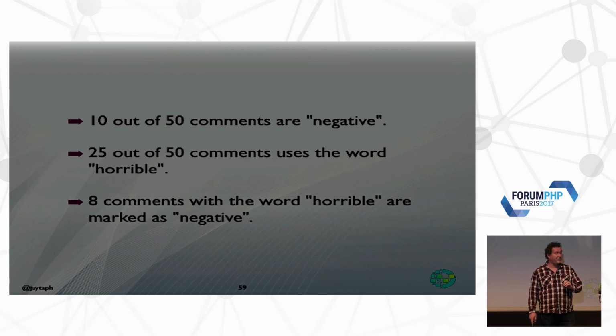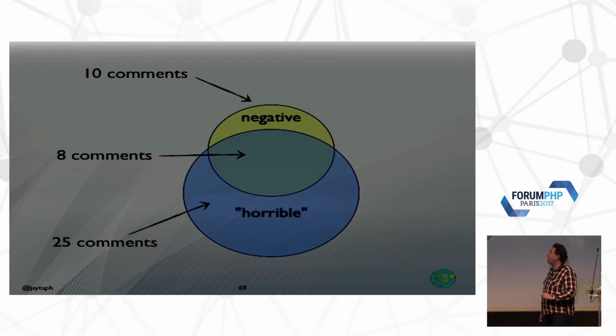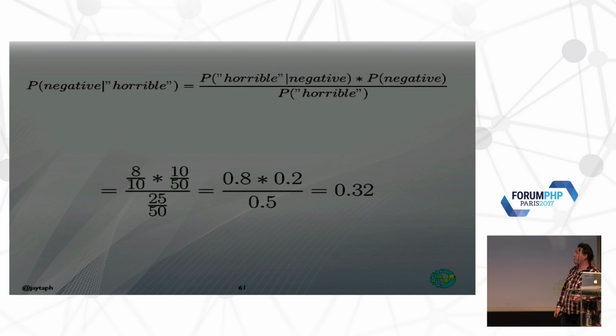25 comments are actually using the word horrible in their comment. 8 comments with the word horrible are marked as a negative comment. So in a Venn diagram, it would look something like this. But what we can do now is fill in the values in the formula.